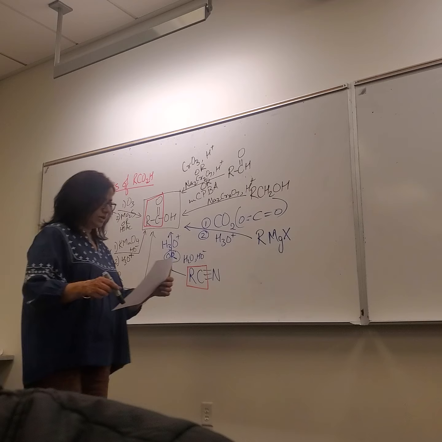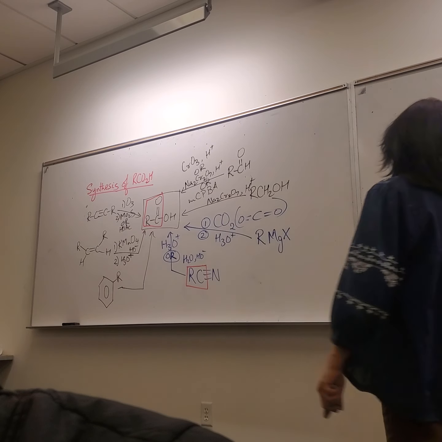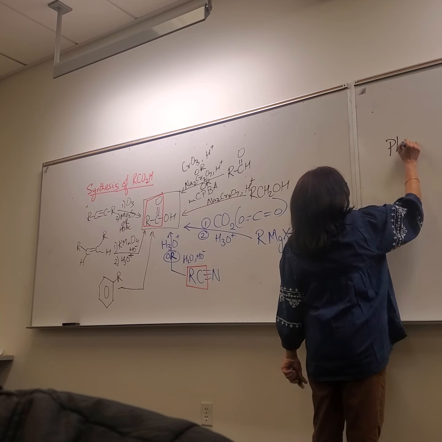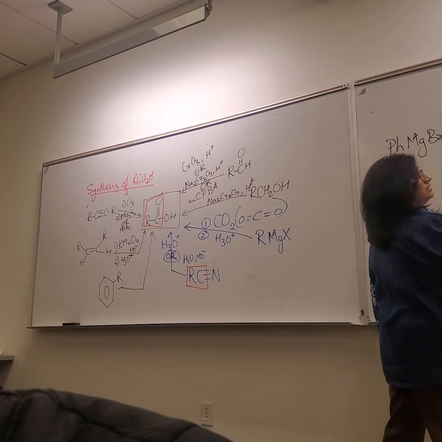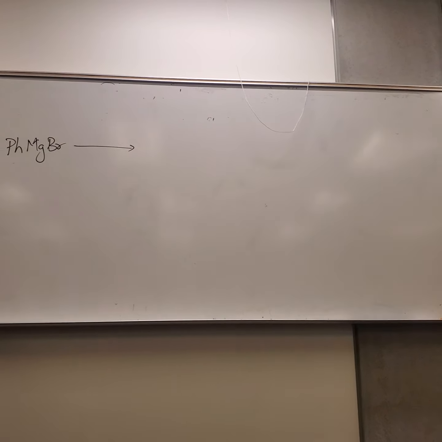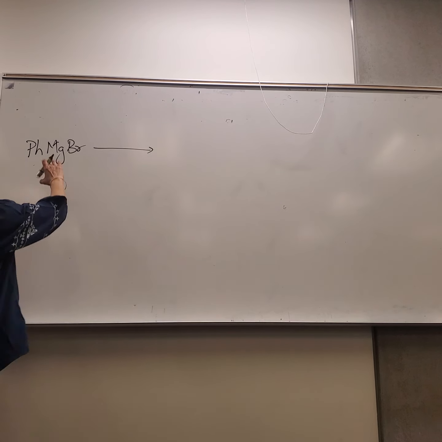How does that work? This is what you are doing in lab next week. You are carboxylating phenylmagnesium bromide. We're not making the Grignard, unfortunately, because making the Grignard can sometimes take time, and we may not have that.